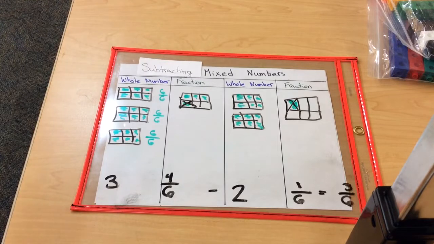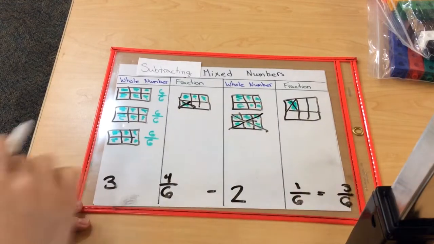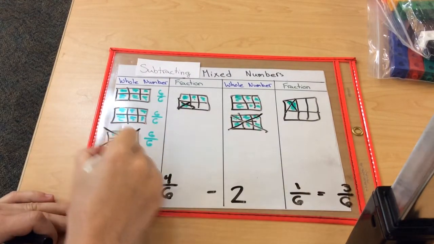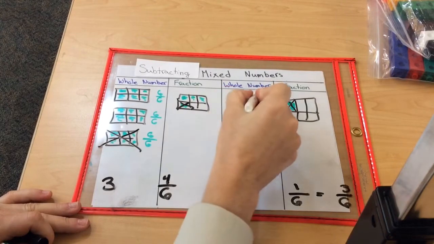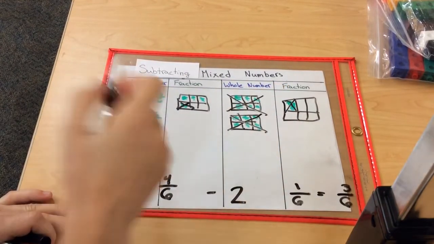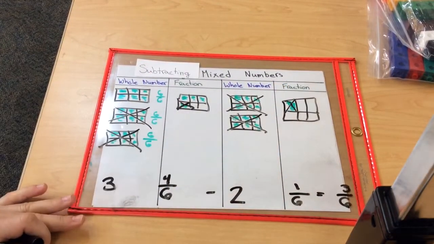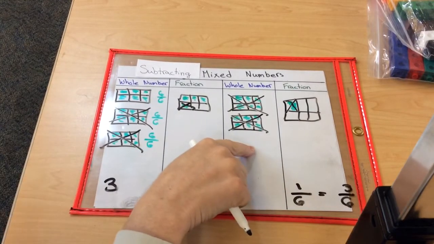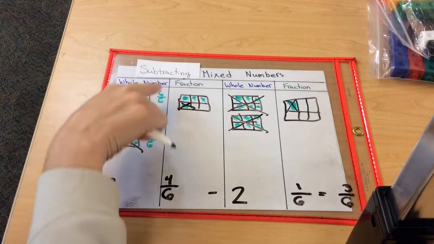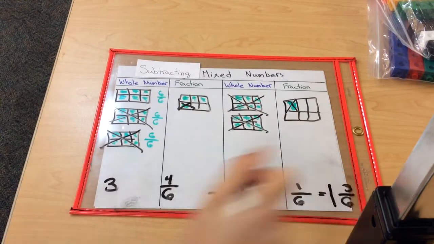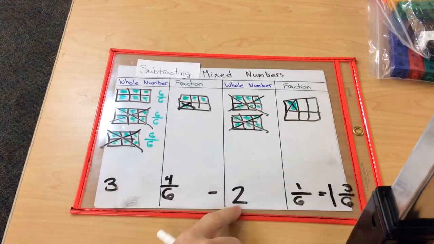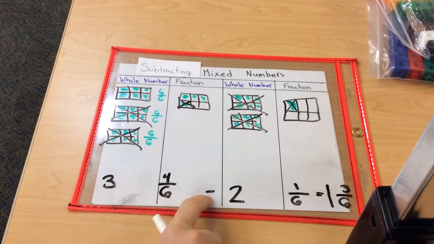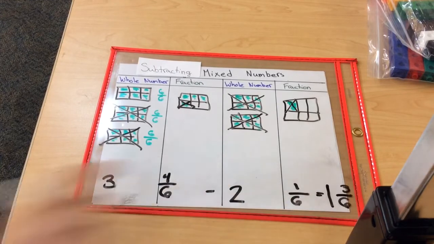Moving on to the whole number, again, I cannot pick these up and cross them out. But I can cross out one whole and cancel it out over here. I can cross out another whole and cross it out over here. Looking at what's left, I've crossed out all of my whole numbers, and what's left is one whole. So 3 minus 2 gave me 1. So 3 and 4/6 minus 2 and 1/6 equals 1 and 3/6. Okay.